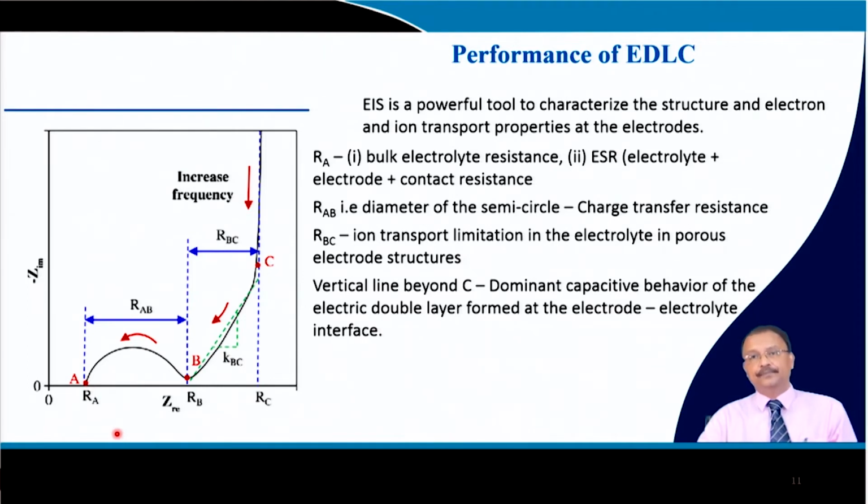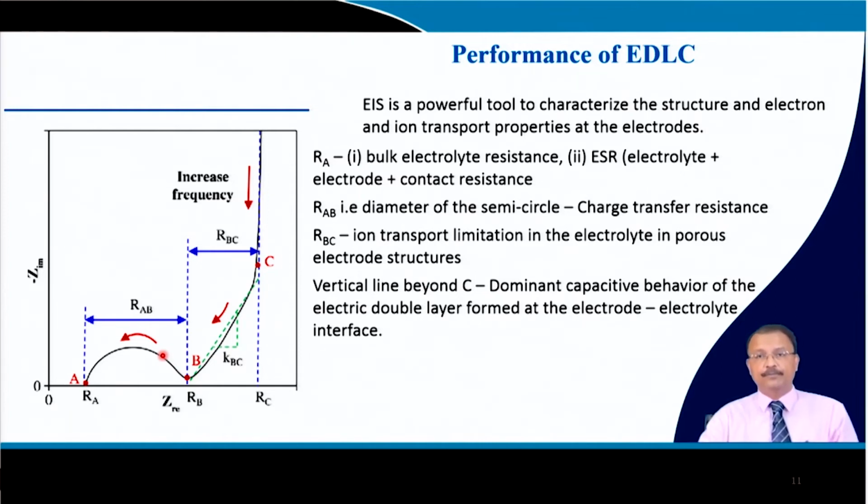So, that is the value of ESR. That estimates not only the electrolyte, but the electrode, electrolyte and the contact resistance. So, that gives you this resistive value R A. Then R A B is the diameter, although sometimes it is suppressed, but eventually this is the diameter of this semicircle, and that usually gives you the charge transfer resistance.